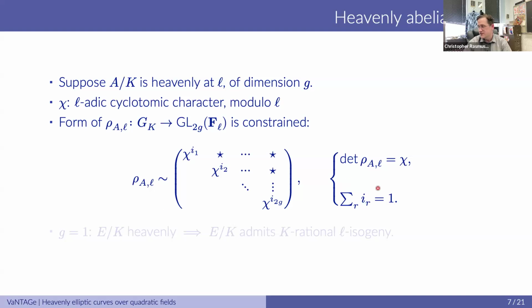In the elliptic curve case, of course, this tells us that the two characters' exponents will have to sum to one modulo L minus 1. And the g equals 1 case is especially strong because, of course, if you have a heavenly elliptic curve with this upper triangular shape, right, just this 2x2 block in the corner, then what you're really saying is that you've equipped the elliptic curve with an L-isogeny which is rational over K, precisely because the first column of this representation cuts out the kernel of such an isogeny.